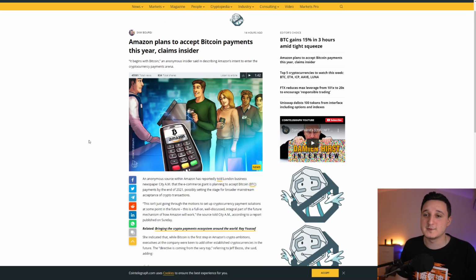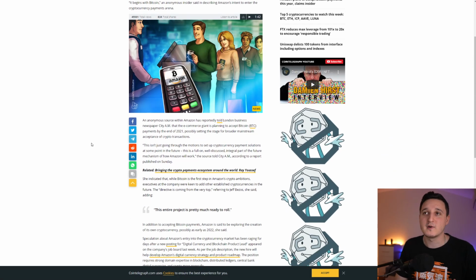And if they do add crypto, that's going to be a huge endorsement. We're going to have so much more volume for the whole crypto market. And just because of this, we could change the cycle here and enter a bull run. Just want to read this part here saying, this isn't just going through the motions to set up cryptocurrency payment solutions at some point in the future. This is a full-on, well-discussed, integral part of the future mechanisms of how Amazon will work.